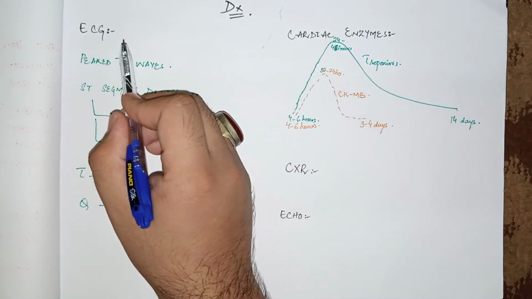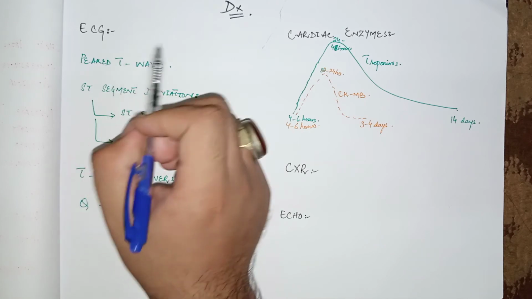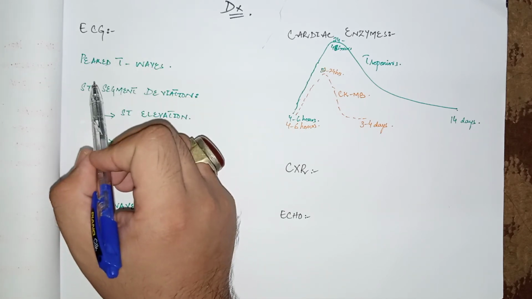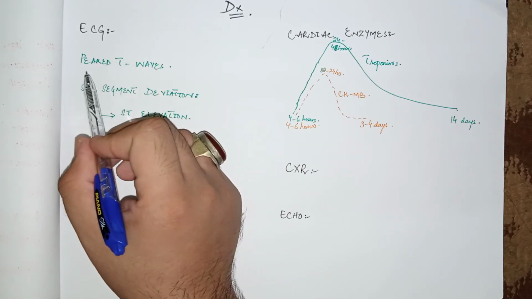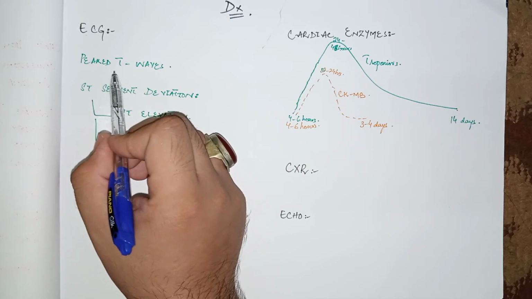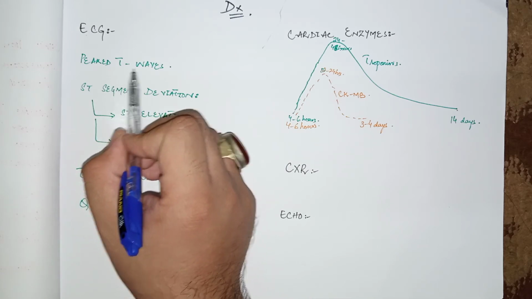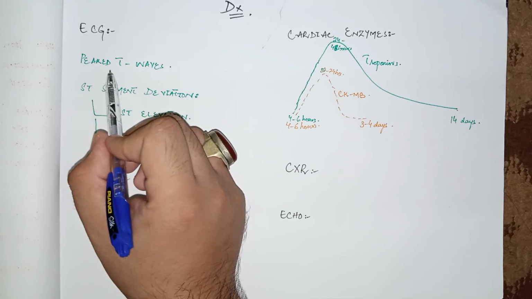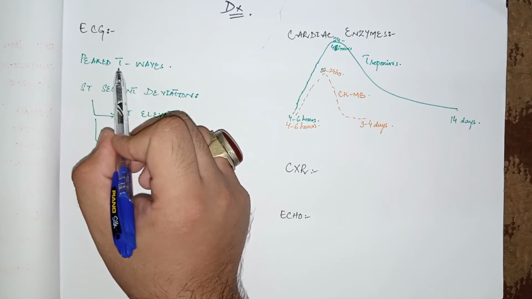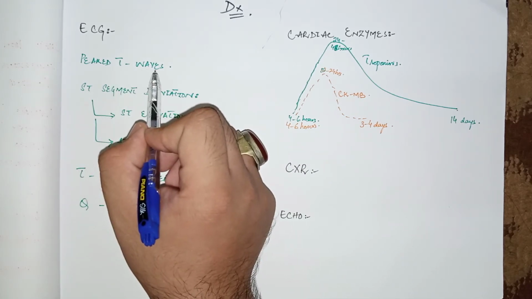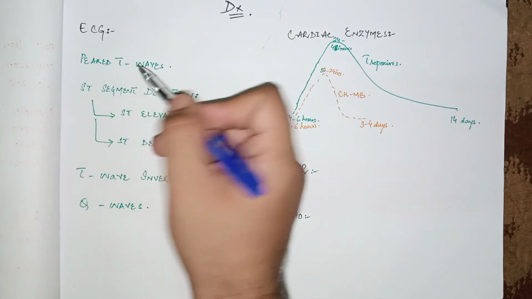ECG is the best initial investigation to check the acute coronary syndrome. The early feature is peaked T waves or tall T waves. These are usually missed by the doctors because they occur for very few seconds and minutes, and then disappear after a few minutes.